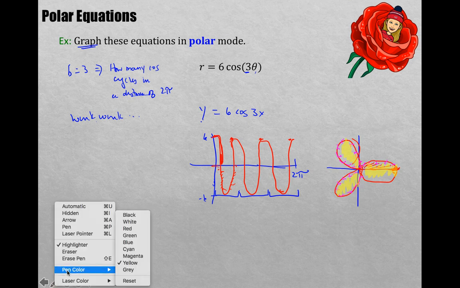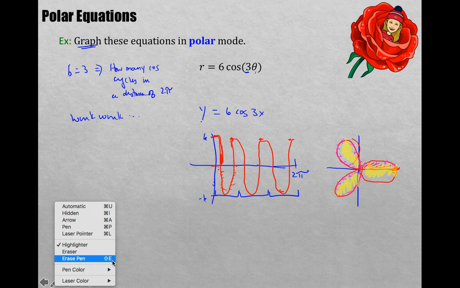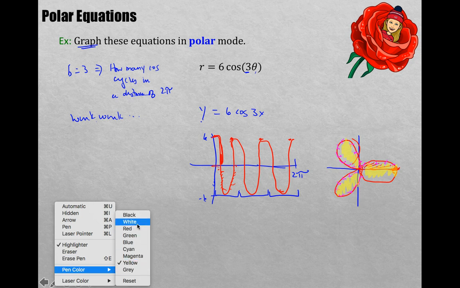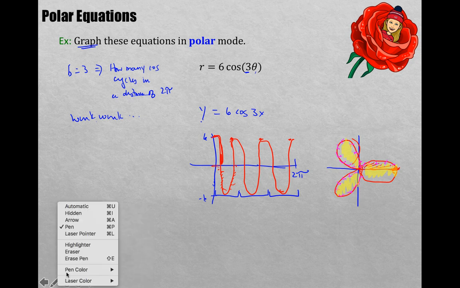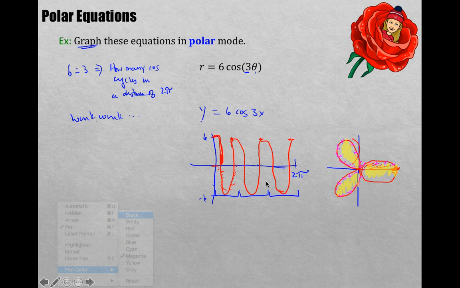Each petal has a length. How long do you think each petal is? 6. Each petal has a length of 6.